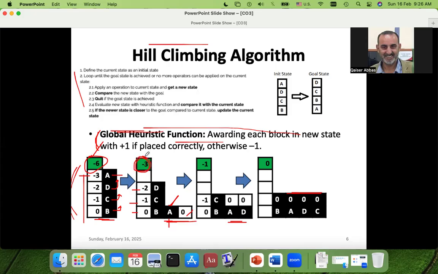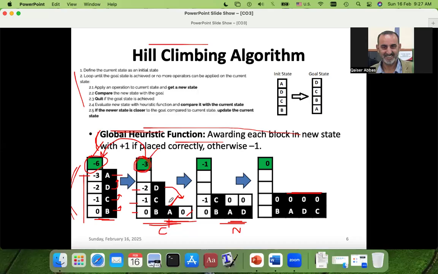Now this is the new state, compared with the previous. Is this state giving us improvement? Yes. So we will consider this state as current, and then our algorithm will find a new state. In the new state, we are moving this D further down. So this is our new state now.